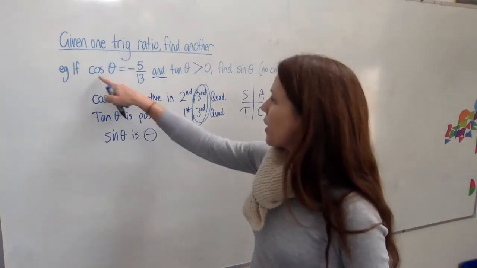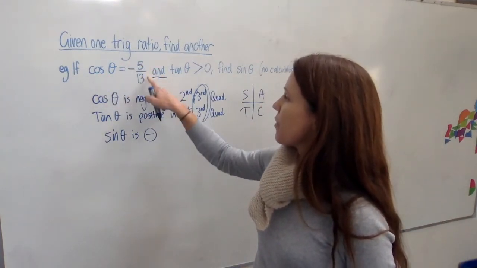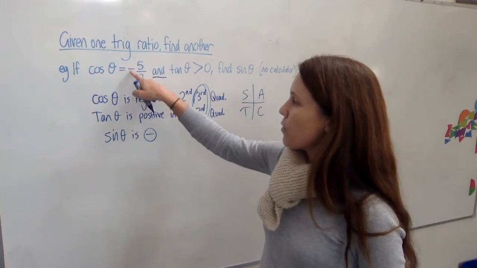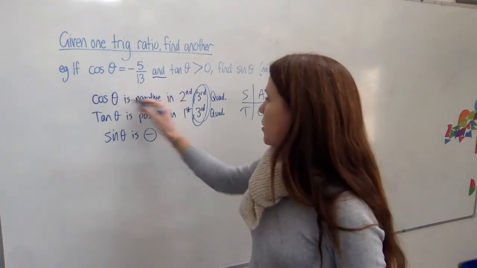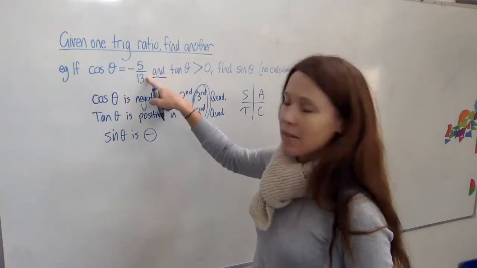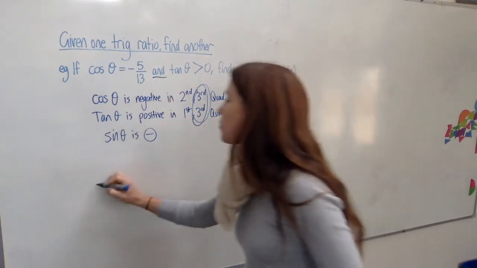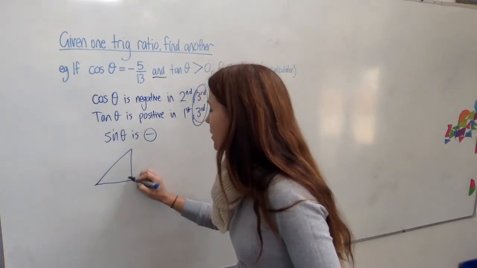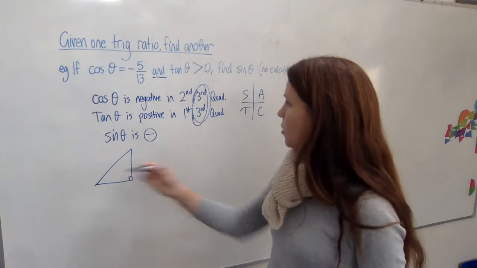All right, the next clue we have is that cos of theta is negative 5/13. Now, we've used this negative clue here. We've already thought about that. What we want to look at now is the numbers. So draw yourself up a little right angle triangle. It doesn't have to be to scale. It takes 2 seconds to do a rough one.